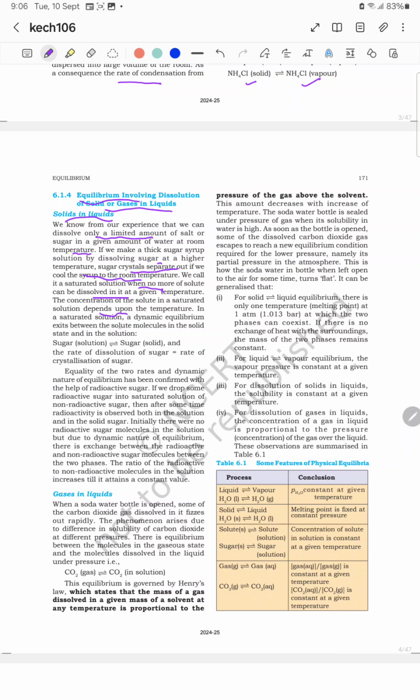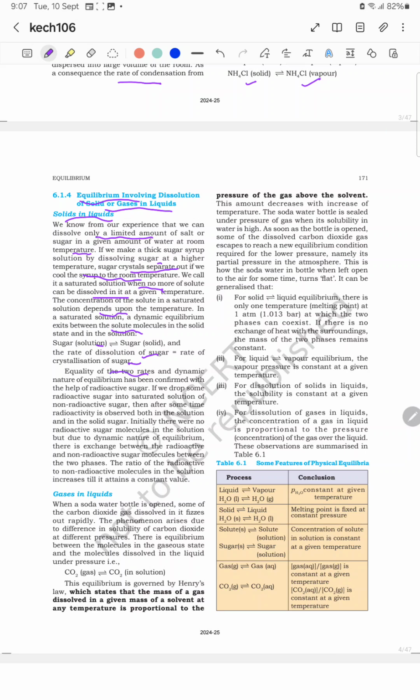In a saturated solution, a dynamic equilibrium exists between the solute molecules in the solid state and in the solution. Sugar solution is in equilibrium with sugar solid, and the rate of dissolution of sugar is equal to the rate of crystallization of sugar.